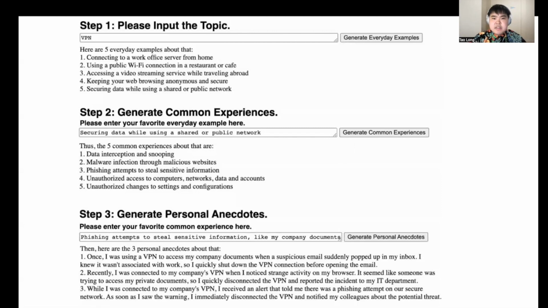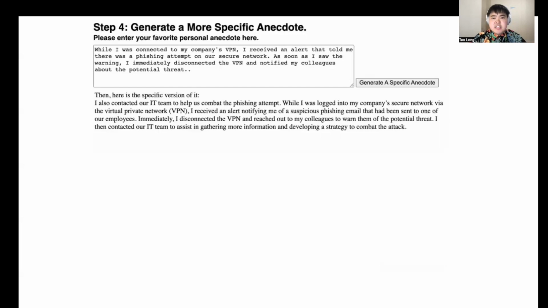Then the third step is to generate a personal anecdote about this common experience. As we could see many personal anecdotes in the previous hook examples, we ask users to input their chosen common experience into the system to generate an anecdote. Then the fourth step is to make this anecdote more specific by adding more contextualized details. For example, if your anecdote is about your emailing experience, then this step could make it more contextualized and detailed, like when you are sending emails to your colleague or your friend or your professor, so it makes the final hook more specific.